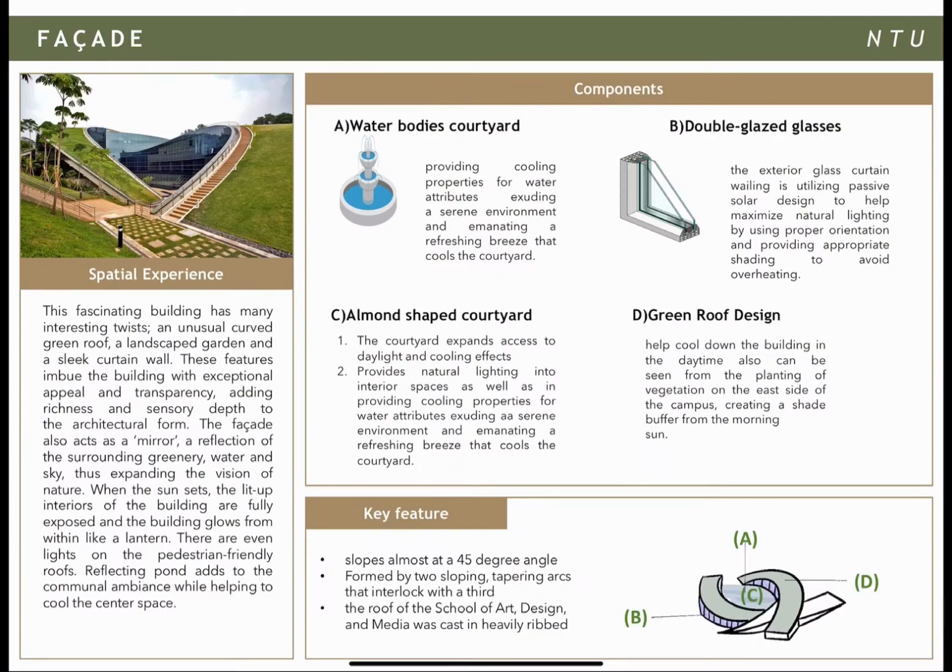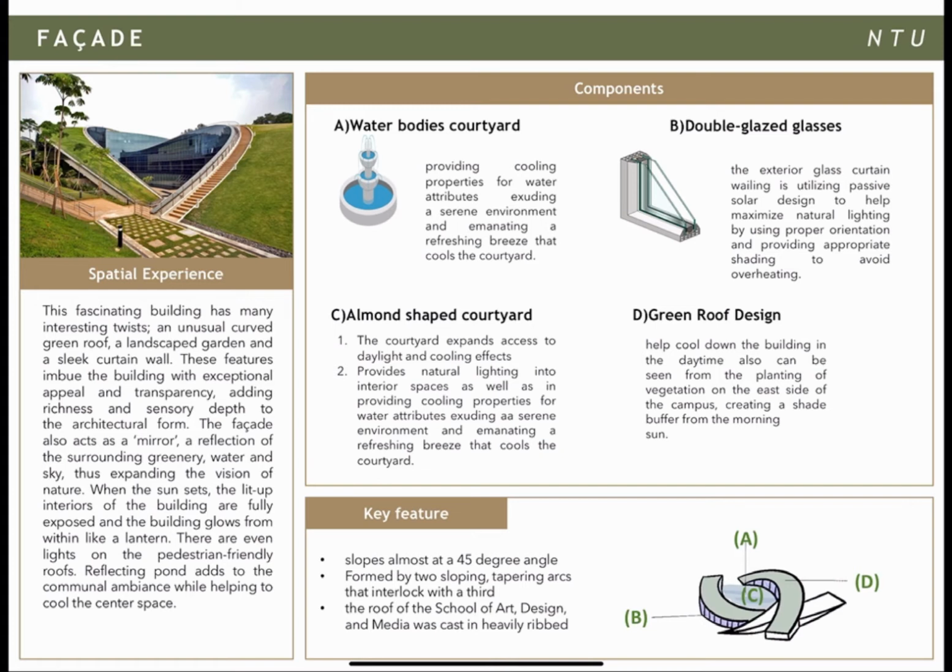For the facade, this fascinating building has many interesting twists, such as an unusual curved twin roof, a landscape garden, and a stick curtain wall. The facade also acts as a mirror and reflects the surrounding greenery, water, and sky, thus expanding the vision of nature. When the sun sets, the lit-up interior of the building is fully exposed and the building glows from within like a lantern. There are four main components in the building.